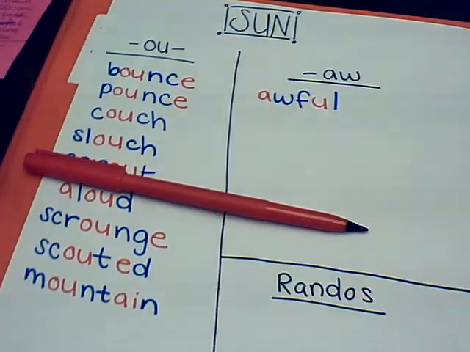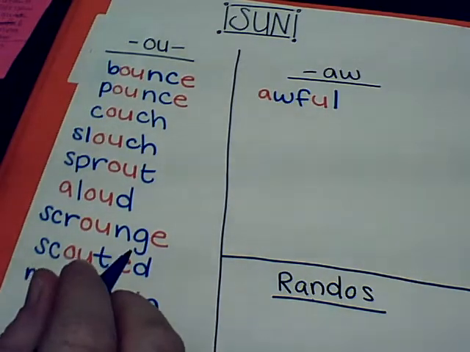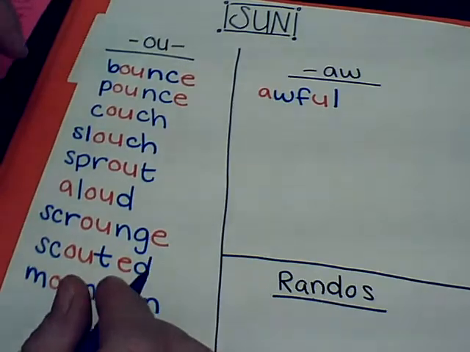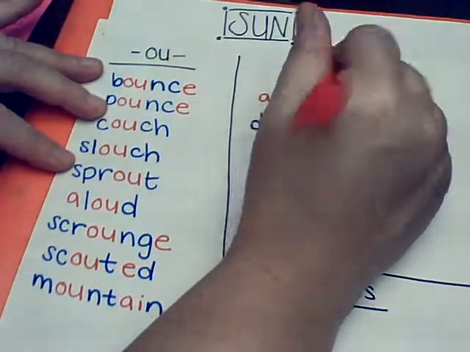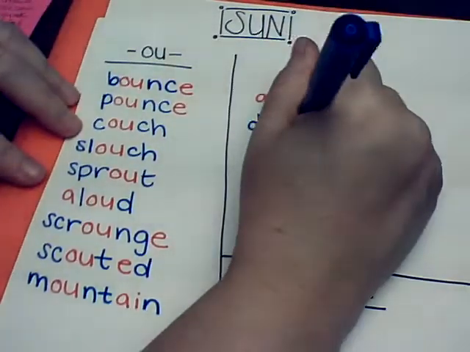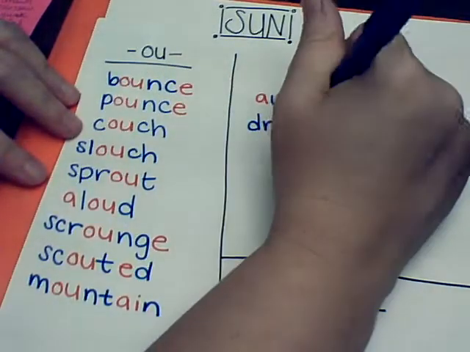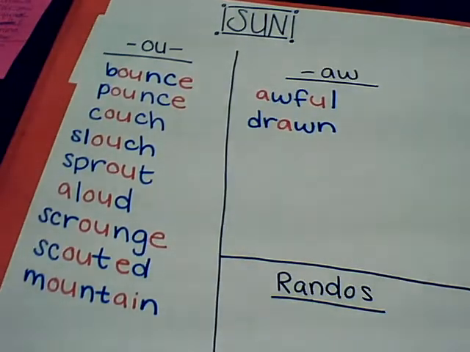Okay, we have drawn. I have drawn a picture of Mickey Mouse. No, I actually haven't. I don't know why I used that example. Okay, so we know D-R-A-W is the word draw. But if you do it in the past, then you have drawn, which has an N on the end. Drawn.